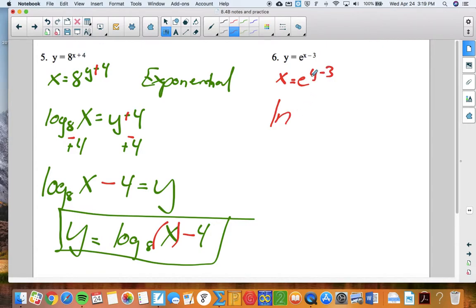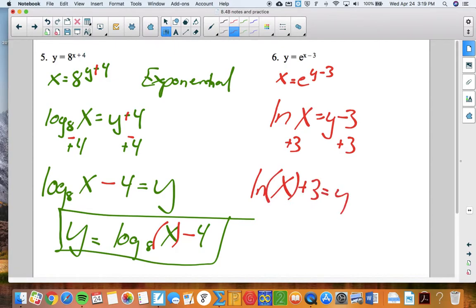And then our power is y minus 3, but that goes over here, and whatever that equals actually goes next to the ln, or the natural log. So now we just need to solve for y, so we add 3. So natural log of x plus 3 equals y, or y equals natural log of x plus 3. Bada bing, bada boom. Let's do some converting.